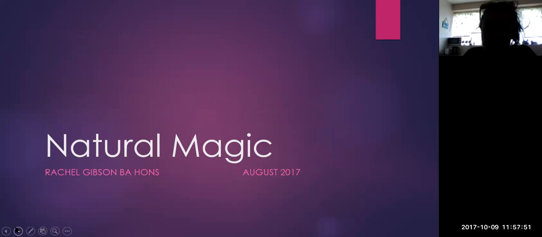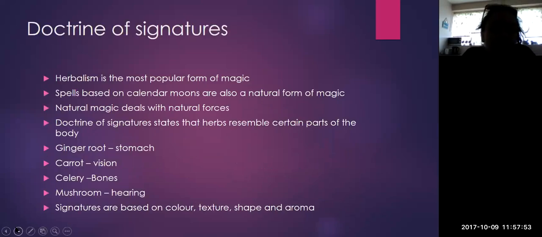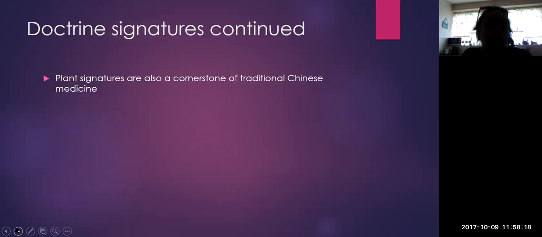I hope everybody's okay. So the doctrine of signatures, we talked about herbalism is the most popular form of magic. Spells based on calendar moons are also a natural form of magic. Natural magic deals with natural forces, and the doctrine of signatures states that herbs resemble certain parts of the body. We talked about ginger root relating to the stomach, the carrot, the vision, celery, bones, mushrooms, and signatures are based on the colour, texture, shape, and aroma. Plant signatures are also a cornerstone of traditional Chinese medicines. If you want to research that, it's quite interesting.